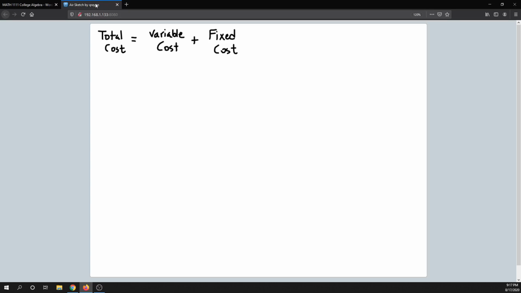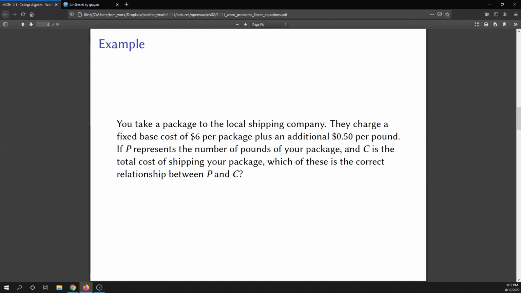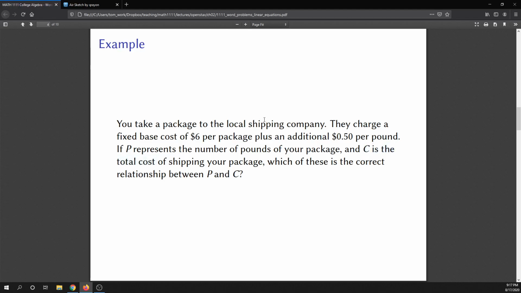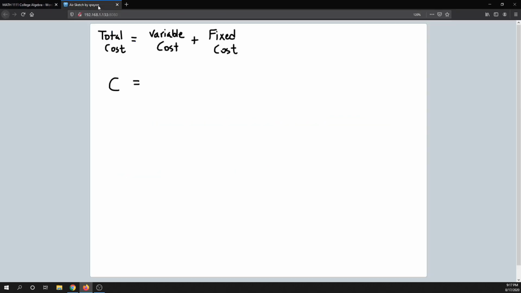So here they tell us about the total cost. It says C is the total cost, right? So that's pretty straightforward. For total cost, we would just have C for cost. Next up, the fixed cost is generally the easier one to deal with. It says they charge a fixed base cost of $6 per package. So it doesn't matter how much your package weighs. It could weigh an ounce. They're still going to charge you $6 plus they're going to charge you for the weight. So the fixed cost here is $6. So that'll be 6.